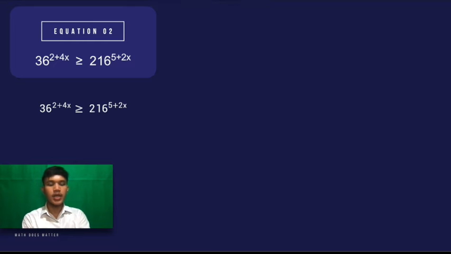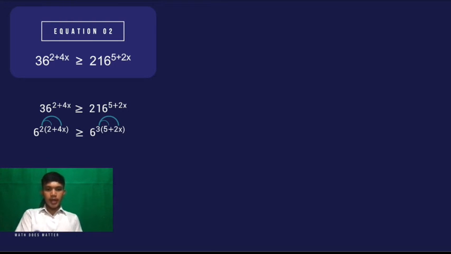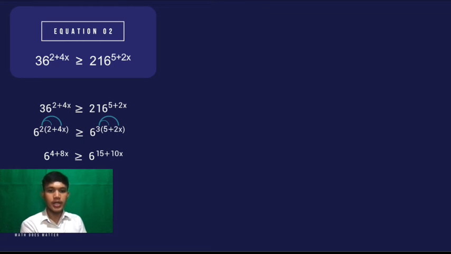To solve the second equation, which is an exponential inequality, we must also make the bases equal. 36 can also be written as 6 raised to 2, and 216 can also be written as 6 raised to 3. Just like before, we will expand the exponents of both sides. So we will multiply 2 to the parenthesis of 2 plus 4x and 3 to the parenthesis of 5 plus 2x. So now the result will be 6 raised to 4 plus 8x is greater than or equal to 6 raised to 15 plus 10x.